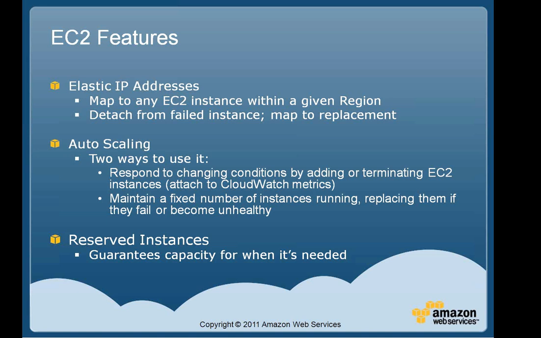Very, very important is our auto-scaling feature, and there's two separate ways to use this. One that's obvious, and a second that might be a little bit less so. The first way to use auto-scaling is to actually respond to changing conditions by adding or terminating EC2 instances. You do this by creating some CloudWatch alarms, using those alarms to initiate auto-scaling actions such as a scale-up or a scale-down action. That's the obvious and what we might think of as the traditional way to use auto-scaling.